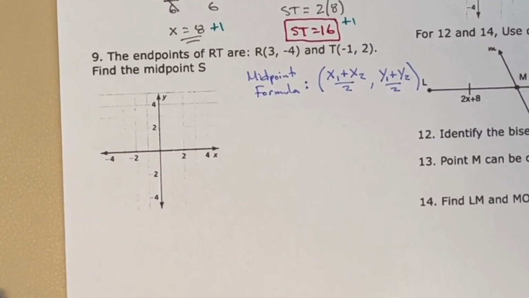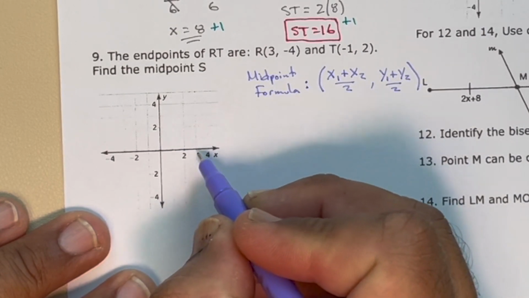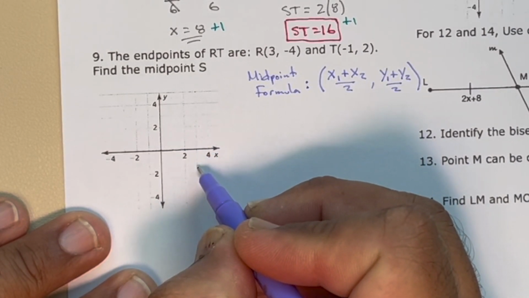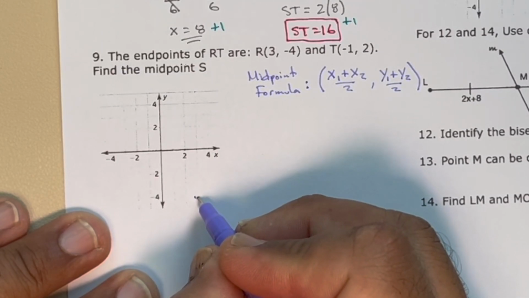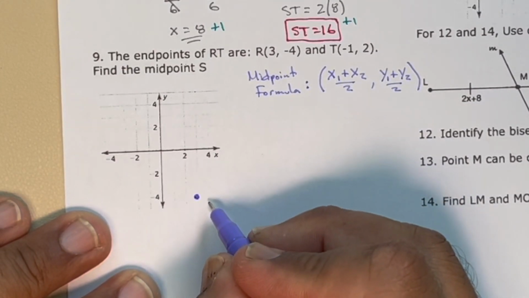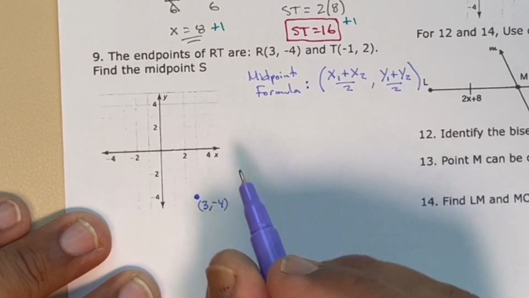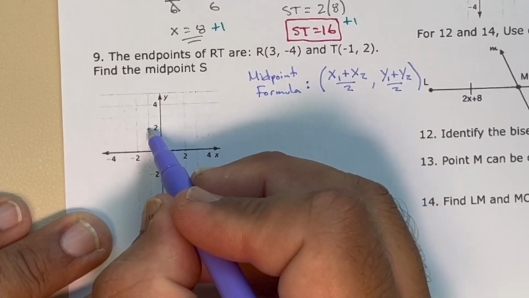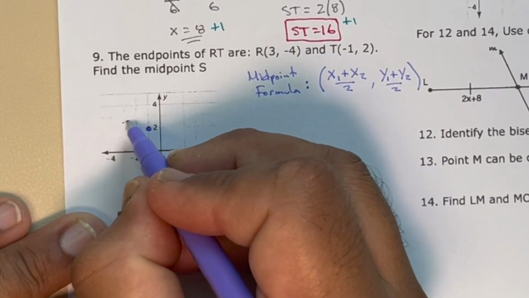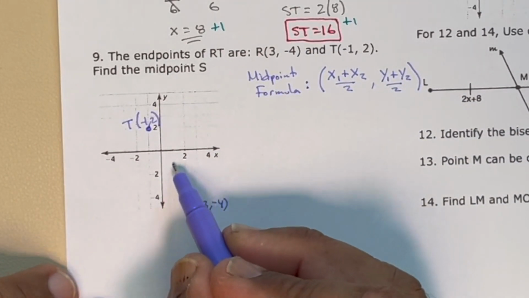So I know that the endpoints on here are 3, negative 4. So 1, 2, 3, negative 4, 1, 2, 3, 4. So that's 3, negative 4. And then I've got t, which is negative 1, up 2. And that's t. So somewhere here should be my midpoint.